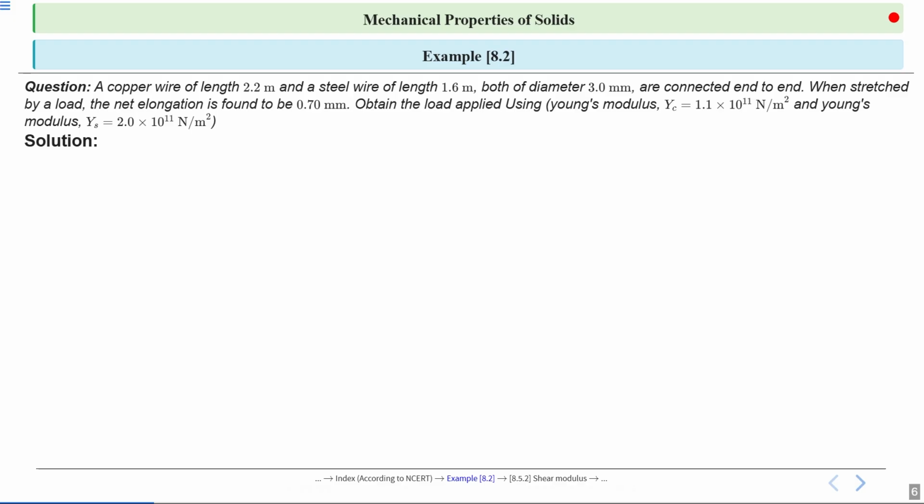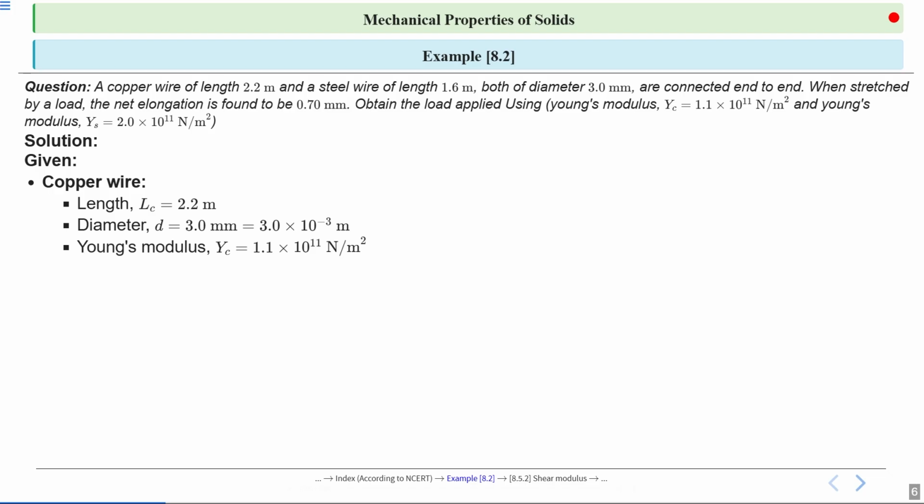Let's see the solution. Let's start by listing out all the information given in the problem. So copper wire, length Lc equal to 2.2 meter, diameter d is equal to 3.0 mm. Here we need to convert it from mm to meter. So just multiply by 10 raised to the power minus 3. So it will be 3.0 into 10 raised to the power minus 3 meter. Using SI units is crucial for consistency in calculations. Young's modulus Yc is equal to 1.1 into 10 raised to the power 11 Newton per meter square.